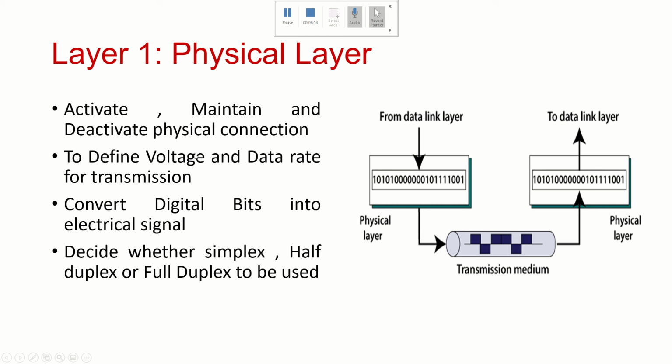Now this layer also defines the voltage and the data rate for the transmission. That is, it decides what should be the voltage and what should be the data rate, the speed at which the data will be transmitted. It also decides whether the medium used will use the simplex, half duplex or full duplex method. This is a different topic that you have to study as a different concept. Here I can't explain much about this, but these are the three types of communication systems: simplex, half duplex and full duplex, that are used for transmission in this medium, which you will study in other topics.